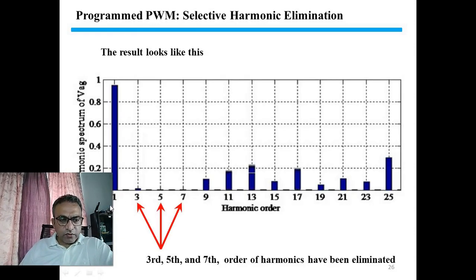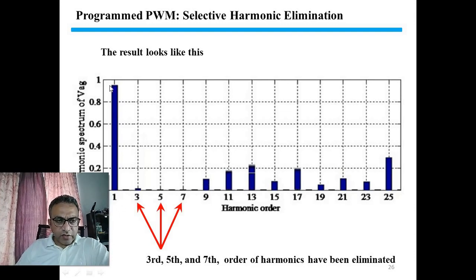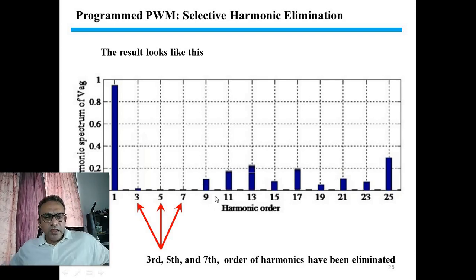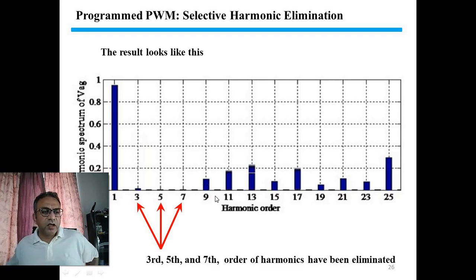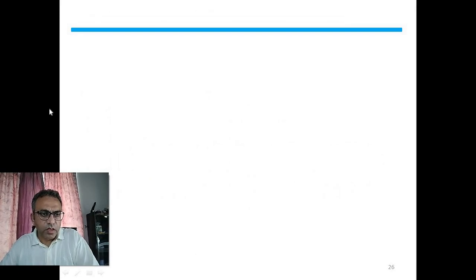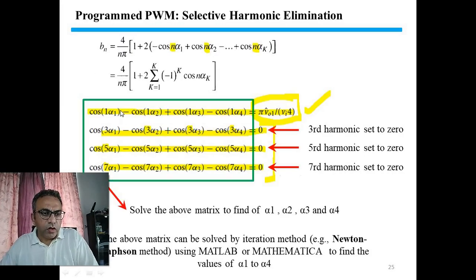So we have the first component almost equal to 1, and the third, the fifth, the seventh are eliminated. Now, why are the ninth and the 11th not eliminated? Because we are using, if I can go back, a 4 by 4 matrix.